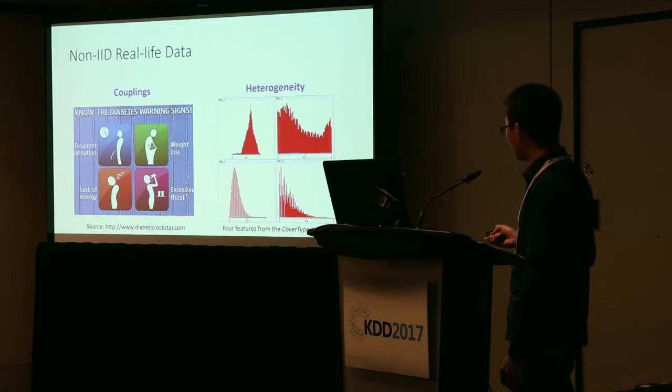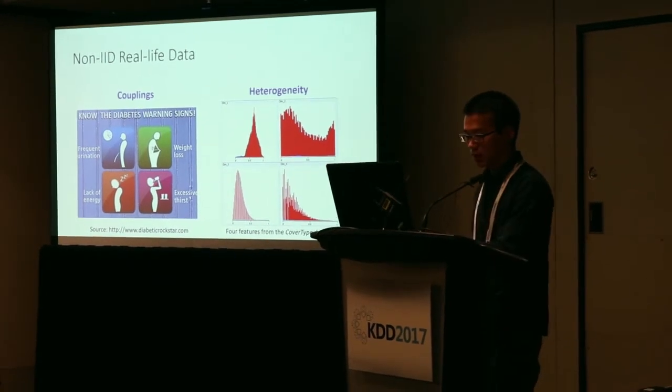And another one is the heterogeneity here. So this is only 4 features from a very popular dataset, the cover type. So you can see the distribution here is very different.